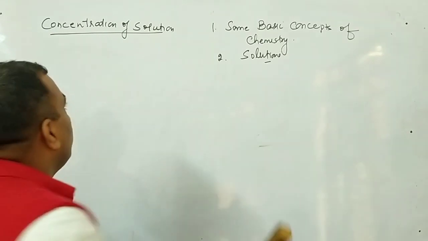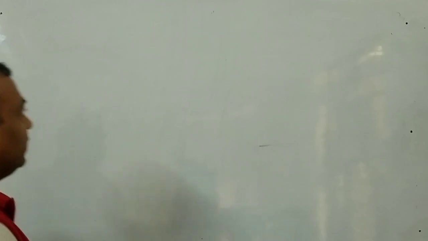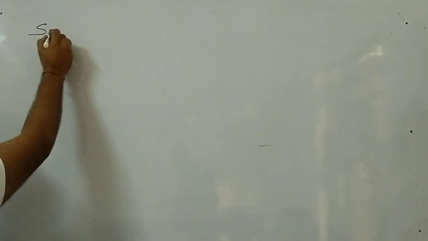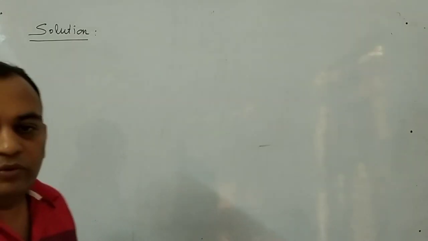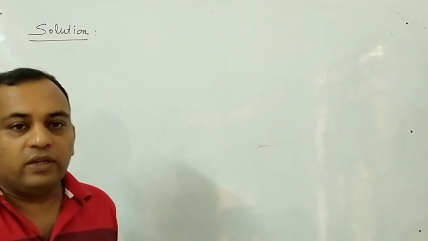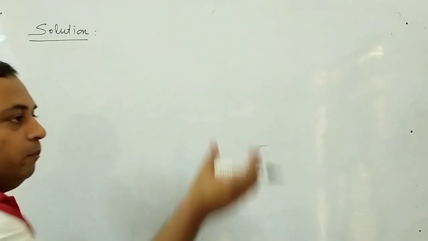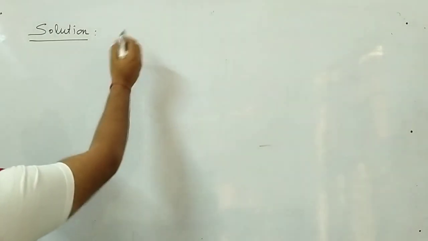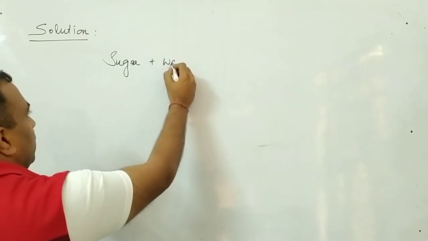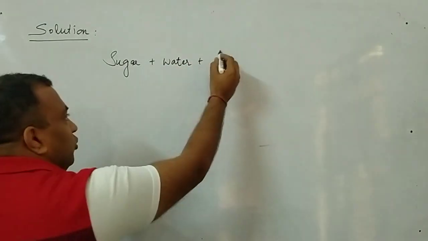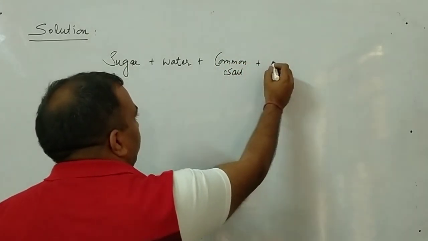So I'll start the topic, but before it we have to just recall what is the meaning of the term solution. We have done this term in the lower classes somewhere in 9th or 10th. So just discuss. In the summer season we normally make a mixture. Just see what I will take. We take sugar, we take water, some common salt and lemon juice.